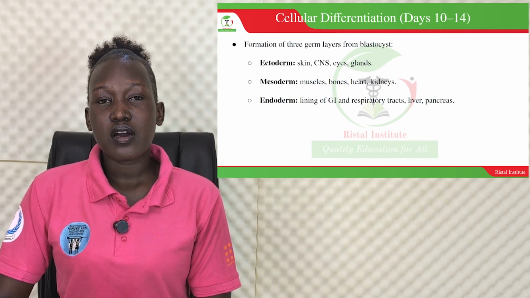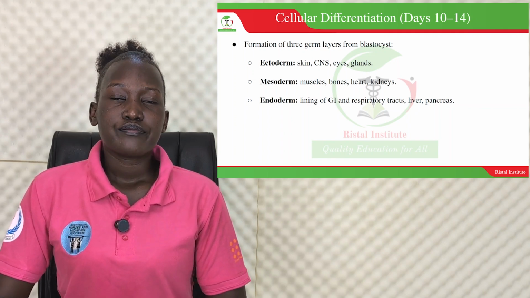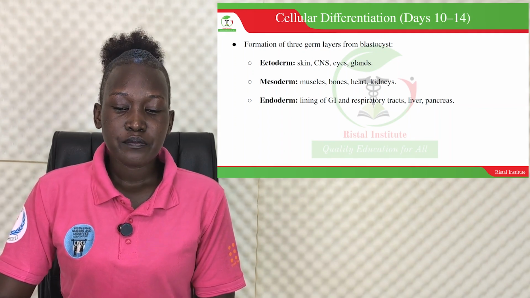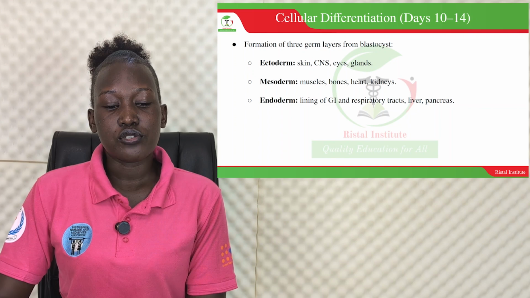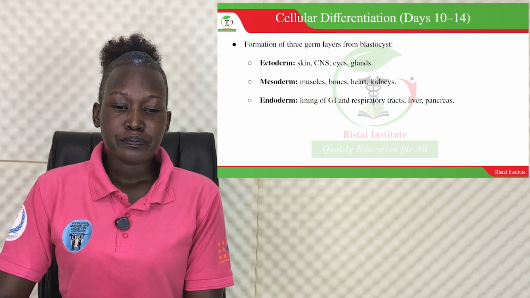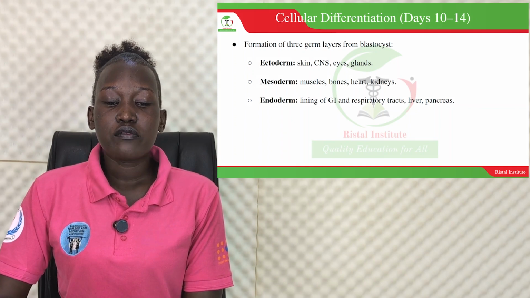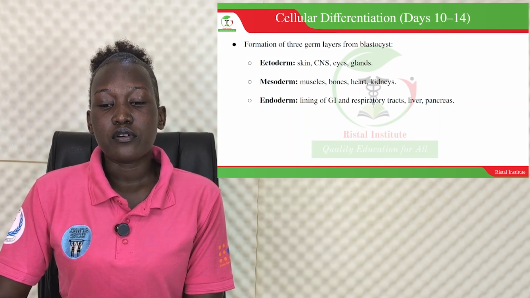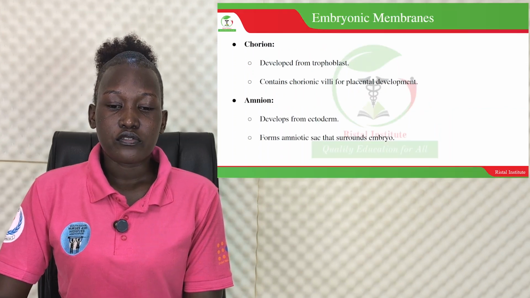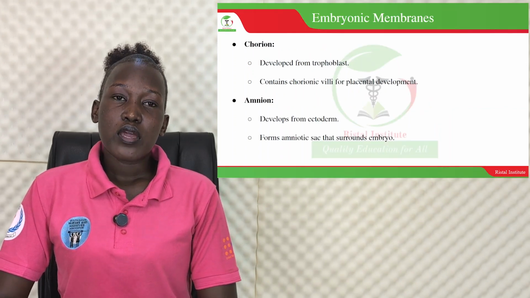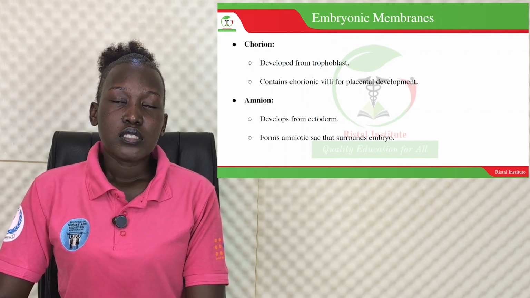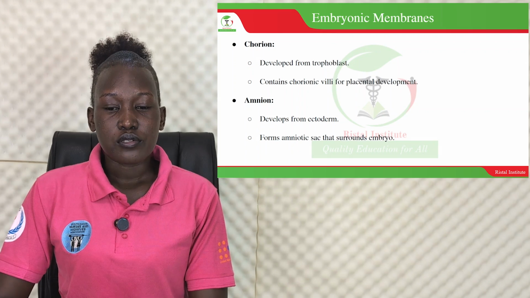Respiratory tract, the liver, the pancreas, any lining of the tube will be found there. The connective tissues are found in the mesoderm. So there is formation of these germ cell layers from day 10 to day 14. That is cellular differentiation. Then we have embryonic membranes, which are also formed. We are still in pre-embryonic period.